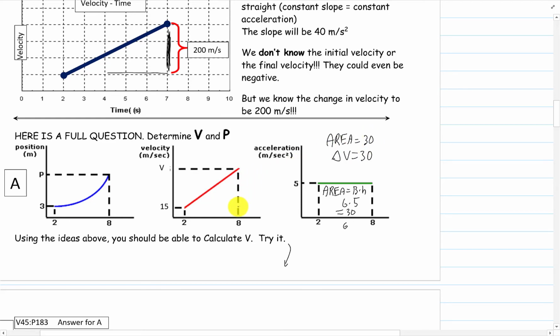Okay? That means the velocity change from the bottom of the red to the top of the red. That is 30. Not all the way from the black line, but from where it began at 15 and goes up 30. That means the final velocity is equal to 45. 15 plus 30. Okay, that's one of the answers that we have to find out, because it said find out B and find out P. Well, I found out B. Now that's an easy one.